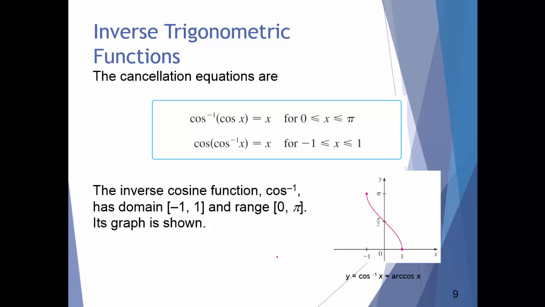And here's the graph of the inverse cosine function. Notice its domain also goes negative 1 to 1, but its range goes 0 to pi instead of negative pi over 2 to pi over 2. And again, the graph is obtained using cosine x and reflecting it over the line y equals x.